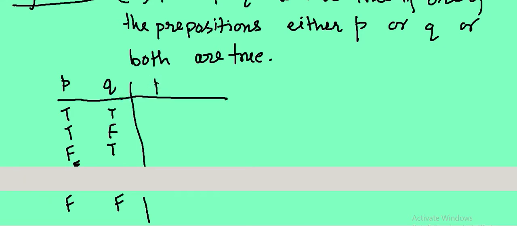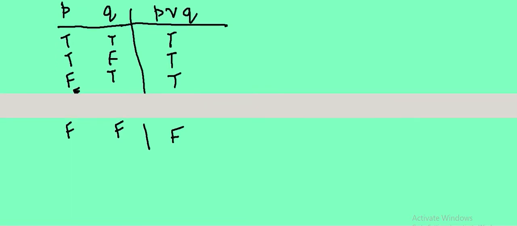Now write this P or Q. As I just told you in the definition, either P or Q is true or both are true. So here in the first case, when P and Q both are true, it will be evaluated to true. And when P is true and Q is false, one of the propositions is true, so it will be true. And again in this case, it will be true. But here in the last case, when both are false, the disjunction of P or Q will be false, right? So this is your disjunction.